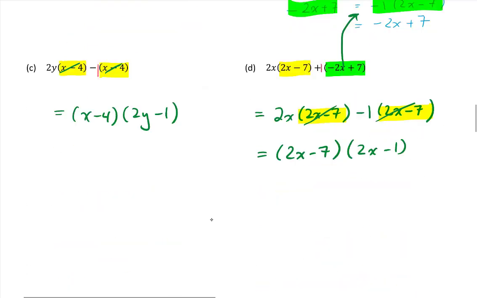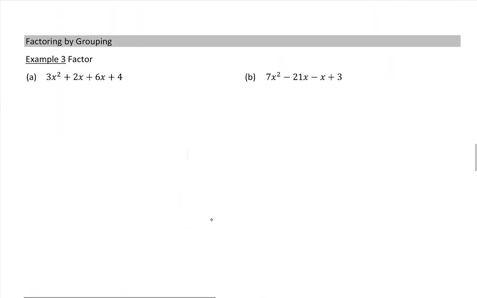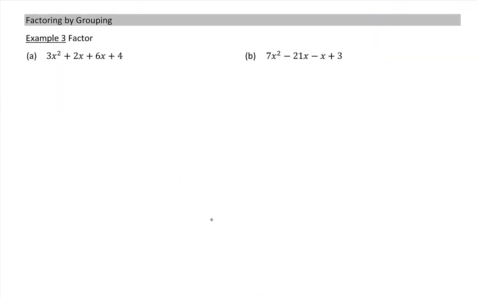All right, so let's go back and take a look. The next important thing we need to look at is called factoring by grouping. And that's exactly what it sounds like. We're going to factor groups. So we're going to take this group here, factor it, and this group here and factor it, and see what happens. So let's start with the first group, 3x squared plus 2x.